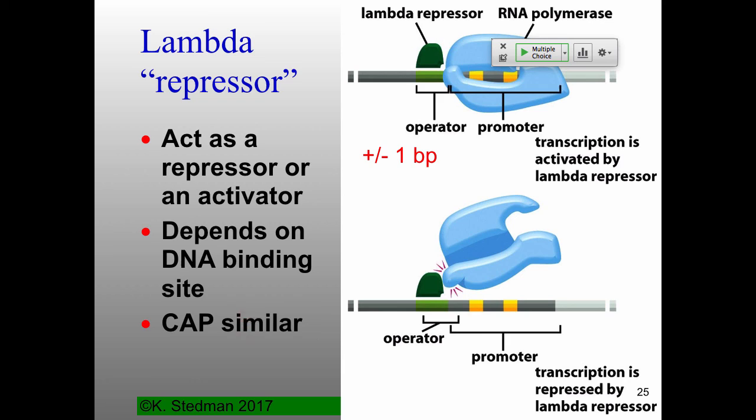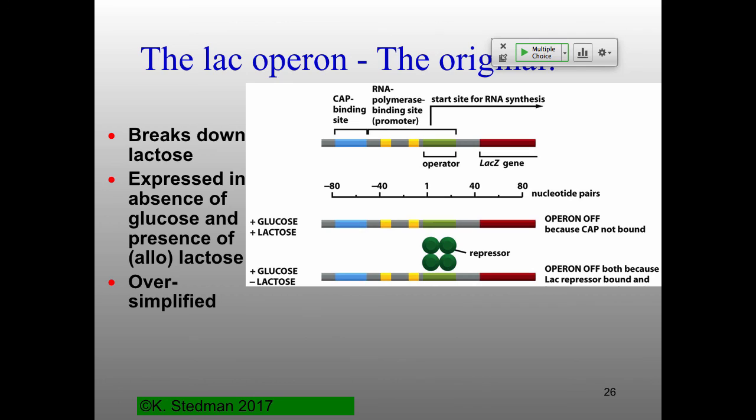So now I want to finish up talking about the lac operon. The lac operon is really the classic operon. In fact, it was the operon that was used by Jacob and Monod to come up with their operon model in the first place.